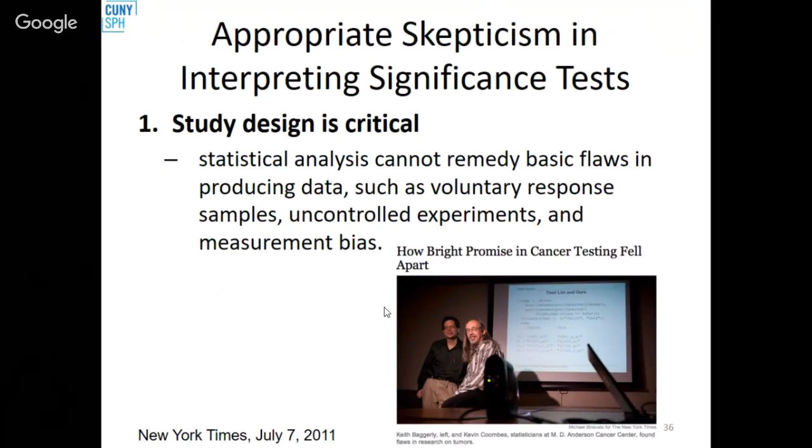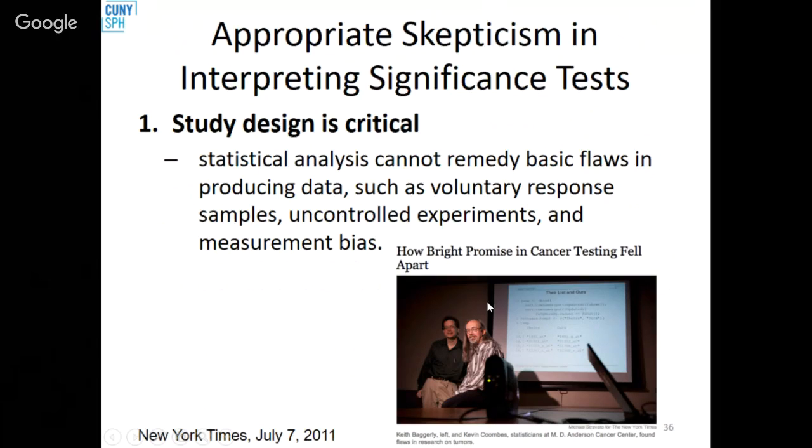Even if you don't have any of these misconceptions, it is appropriate to have some skepticism in interpreting significance tests. One good skepticism to have is about the study design, because no statistical analysis can remedy flaws that were present in producing the data, such as those that can come from voluntary response samples, uncontrolled measurements, or measurement bias.